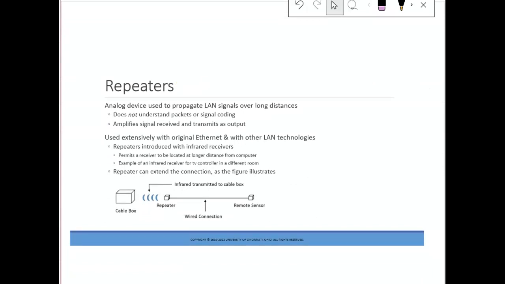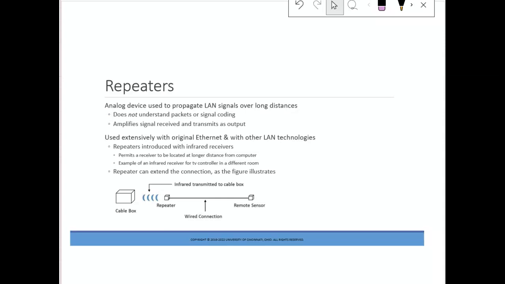A repeater is an analog hardware device used to extend a local area network. The repeater amplifies and sends all incoming signals to the other side and sits at layer 1. It does not need to understand the commands. It merely transmits a copy of the signals that arrive. So this analog device is used to propagate LAN signals over long distances, and it does not understand packets or signal coding. Its only job is to amplify the signal and transmit the amplified version as output.